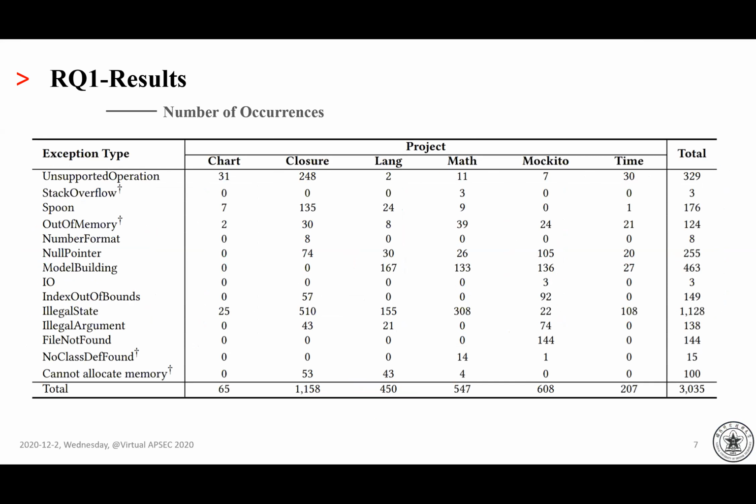From the perspective of distributions with respect to Defects4J projects, we found that the Closure project includes 1,158 instances, while there are only 65 cases in the Chart project. We note that different projects contain diverse numbers of bugs, hence we look at how many exceptions happen for a single bug on average. The Mockito project achieved the highest value, since it only contains 38 bugs, but induced 608 exceptions when repairing the bugs.